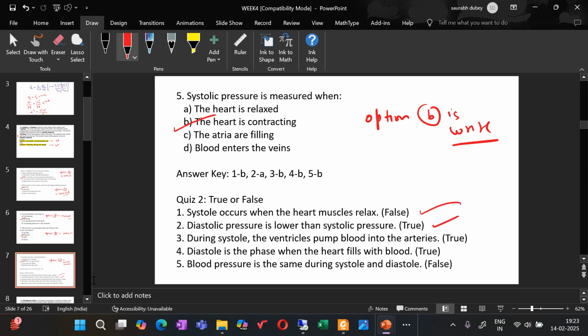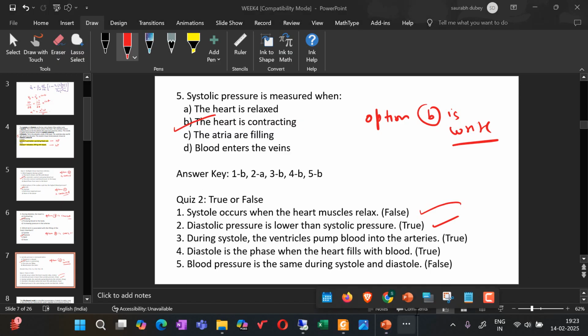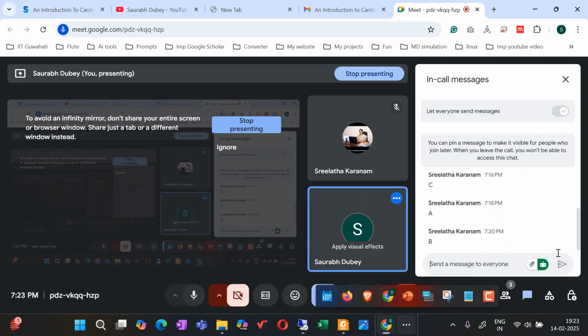If you are having a problem in any of the questions, you just point it out. So this is Q2, 5 questions, right? We just see if there are any comments.